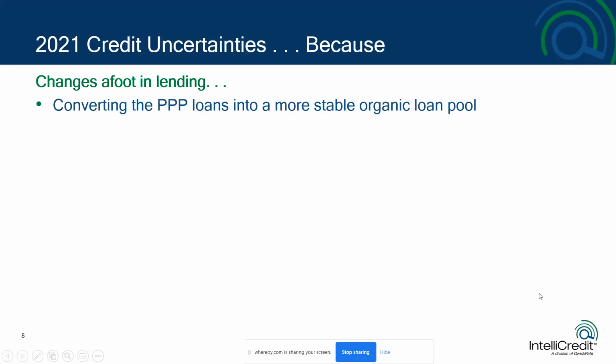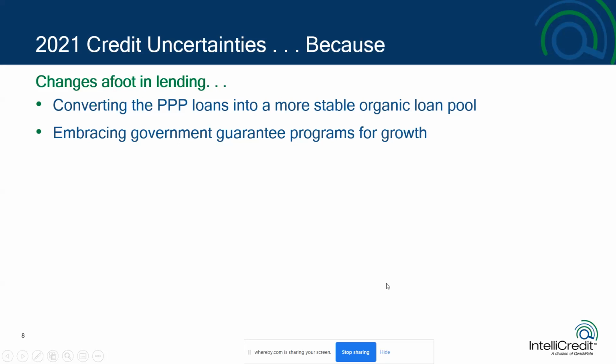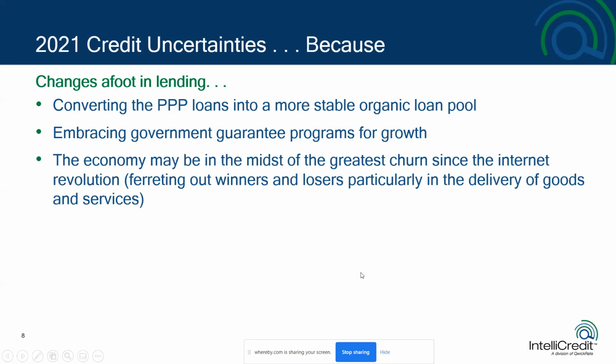I think a lot of people are still thinking about trying to convert PPP loans, which frankly was a huge boon in terms of reputational enhancement to community financial institutions due to the participation level of community financial institutions in that area, but trying to convert that to a stable organic loan pool, I think, is important. Certainly more and more institutions are embracing government guaranteed loan programs for growth. No question about that. And that makes perfect sense in terms of growth and fees, and also, frankly, the credit mitigant that type of program may afford you.